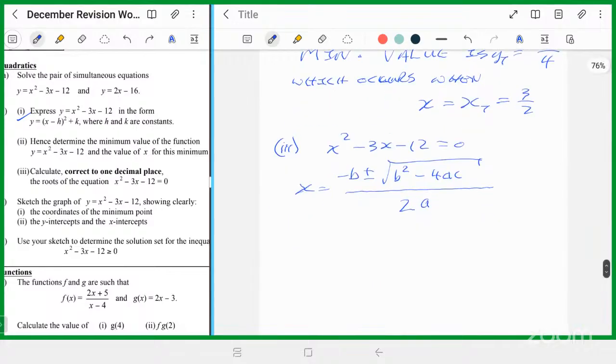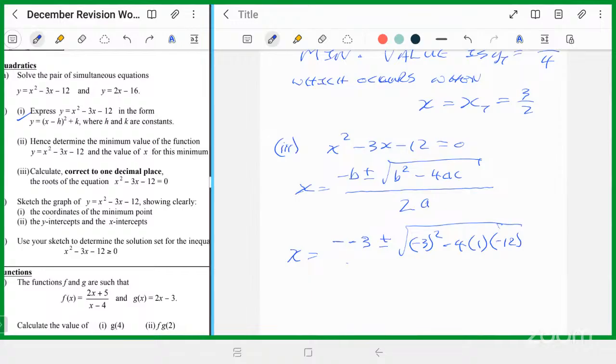So we're going to put the values in there now. So it's x equals minus, and the b again is this negative 3. Don't forget the sign. So it's minus negative 3, plus or minus the square root. This is b squared again, which is negative 3 squared. Notice I'm putting a bracket around the negative 3 because it's going to become a positive. Minus 4 times a. The a is 1 and the c is, let's say again, negative 12.